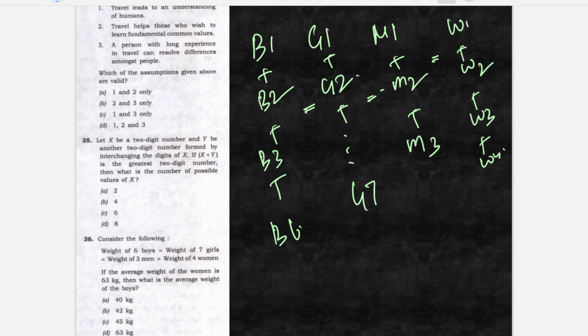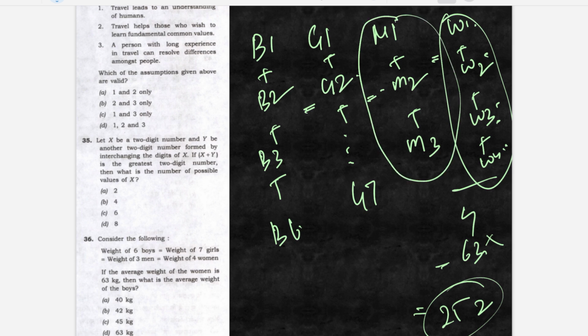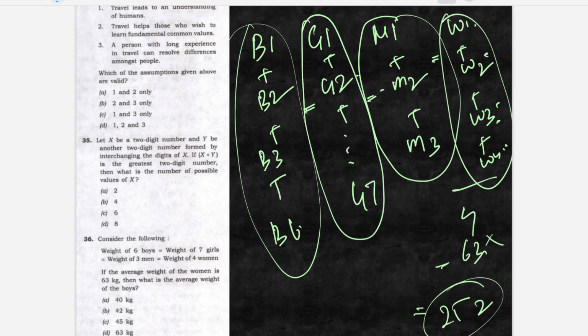If the average weight of the women is 63 kg, now we get a clue here. Average weight of the women means W1 plus W2 plus W3 plus W4 divided by 4 is equal to 63, which means W1 plus W2 plus W3 plus W4 is equal to 63 into 4, which is 4 3s are 12, 24, 252. This is equal to the weight of all 3 men, which is equal to the weight of 7 girls, which is equal to the weight of 6 boys. Everything has a perfect relationship, right? So they're asking, what is the average weight of the boys?